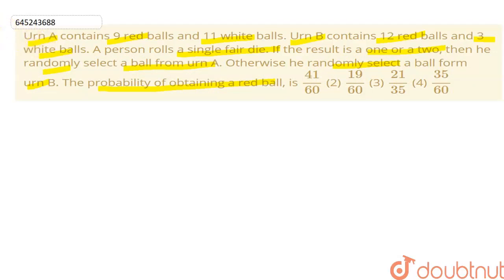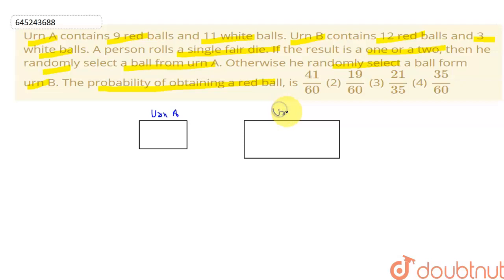So for that, let me first draw two boxes. This is my two boxes, one representing urn A and the second representing urn B. Now see, we are given that there are 9 red balls and 11 white balls in urn A, and 12 red balls and 3 white balls in urn B.